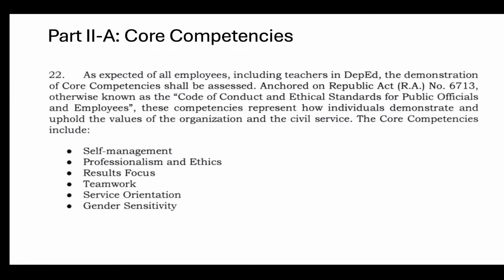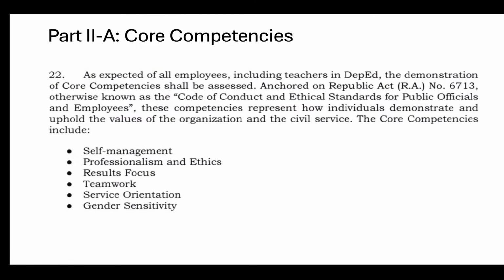core competencies. So as expected, for all employees, including teachers in DepEd, the demonstration of core competencies shall be assessed, anchored on Republic Act 6713, otherwise known as the Code of Conduct for Ethical Standards for Public Officials and Employees. These competencies represent how individuals demonstrate and uphold the values of the organization and the civil service. So the core competencies include self-management, professionalism and ethics, results focus, teamwork, service orientation, and gender sensitivity.